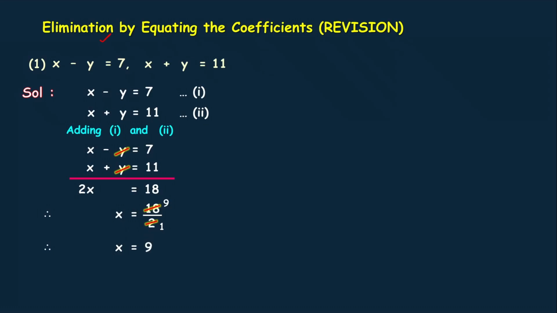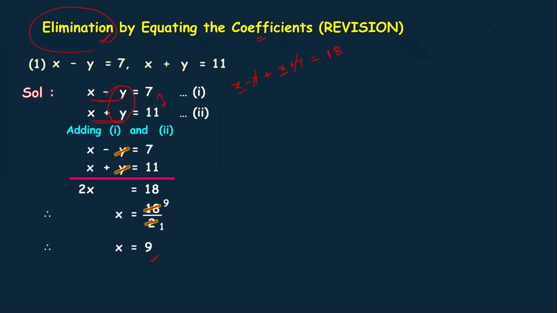What did I do here? See, understand, this is how I am adding them. This is x minus y and this is just added with this. LHS is added with LHS, so x plus y, and RHS is added with RHS, so 11 plus 7, that is 18. That's why this y gets cancelled and I get the value of x. That's what you call eliminating by equating the coefficient. By looking at the coefficient, I eliminate one of the variables, which is y. That's what you will always do. If you eliminate one variable, you will get the answer for the other variable.